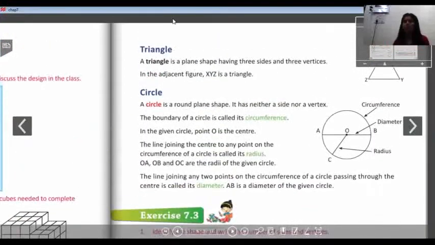And the next shape is triangle. A triangle is a plane shape. It has got 3 sides and 3 vertices.